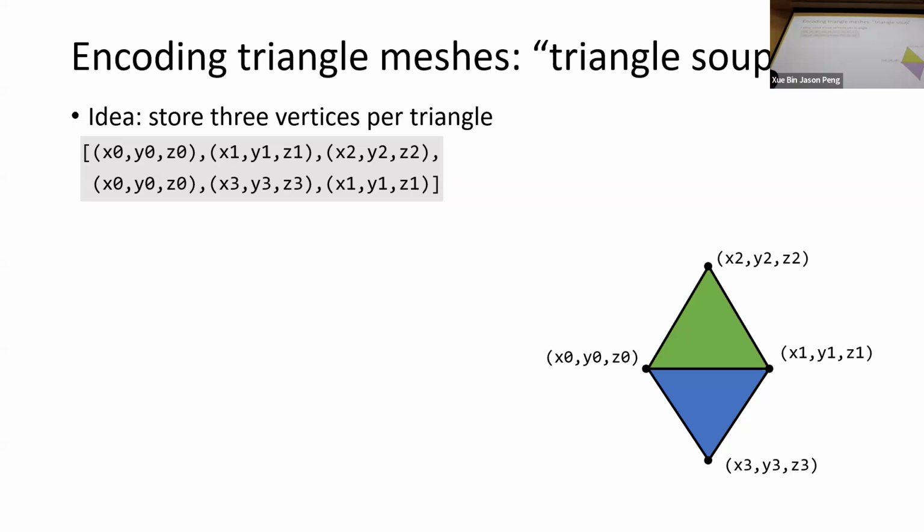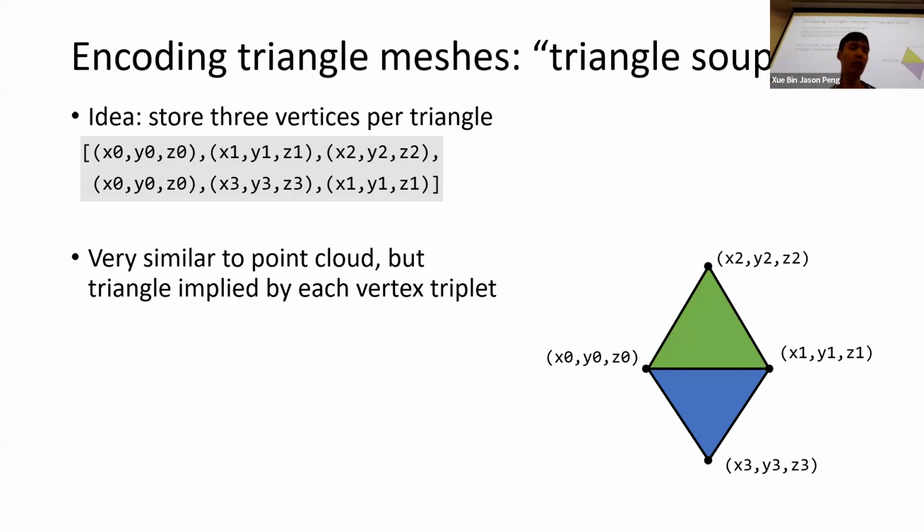So triangle soup is just one big list of all the vertices that form every triangle in our mesh. So in this particular list, every three vertices will correspond to one of the triangles in our mesh. And we can just directly store all of the triangles that are contained within our mesh in this one big list. So this is similar to the point cloud example, where we represent our point cloud as one big list of points. In the case of the triangle soup data structure, we represent the triangle mesh as just one big list of triangles.